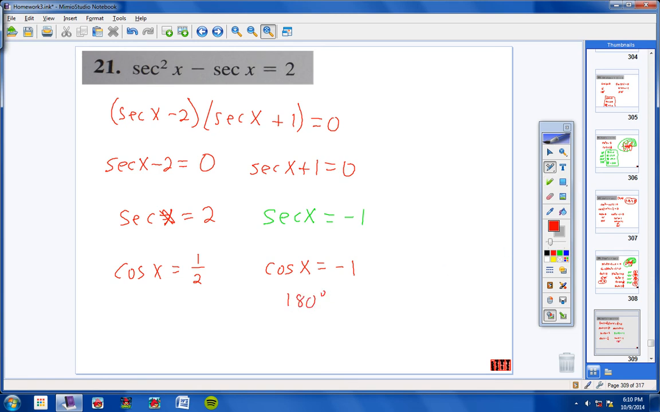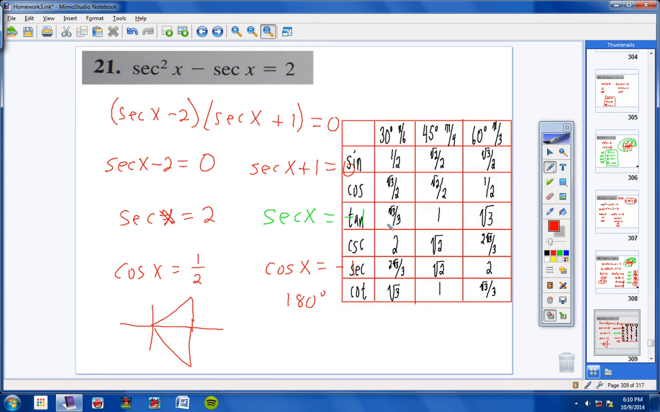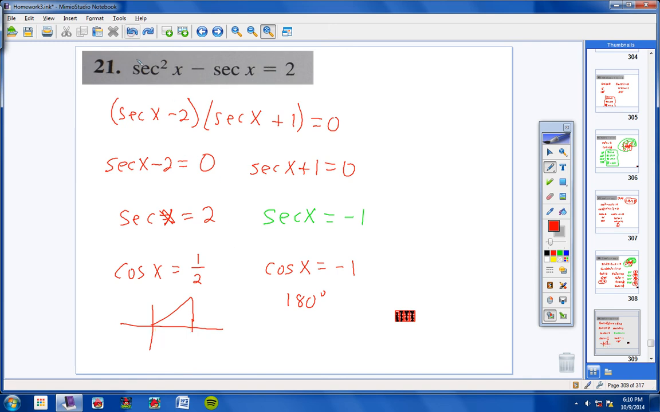Now, we're trying to find an angle that when we take the cosine of it, we get positive 1/2. And of course, cosine is positive here, and cosine is positive here. So let's see if we have an angle we can work with here. Okay, cosine of 60 is 1/2, okay? So we're going to put 60 in here, and 60 in here, which is pi over 3 if you prefer, that's fine. And here we go.